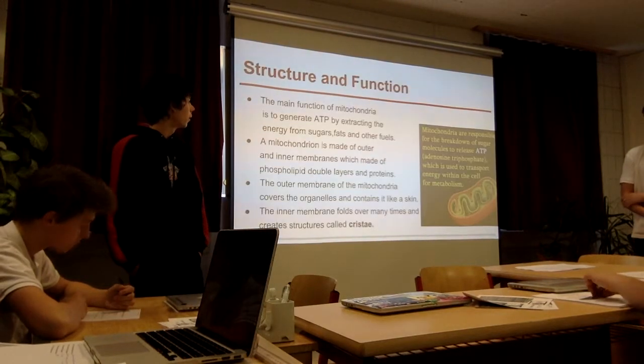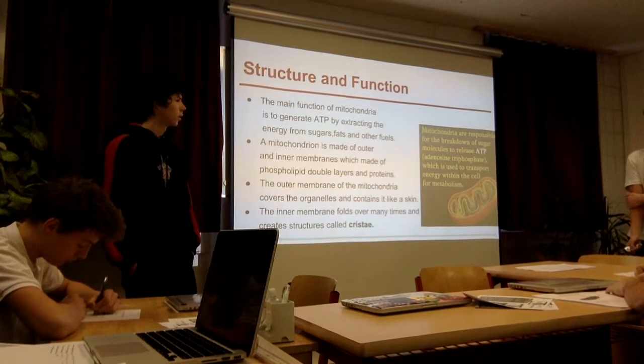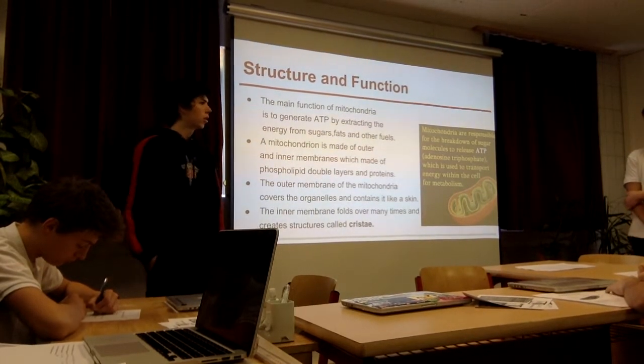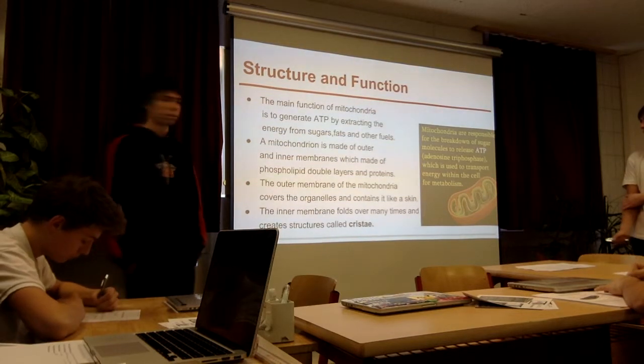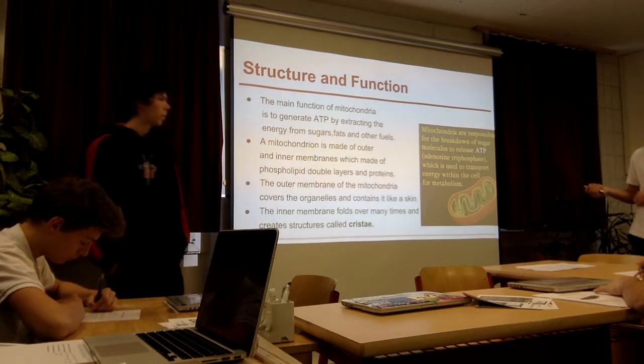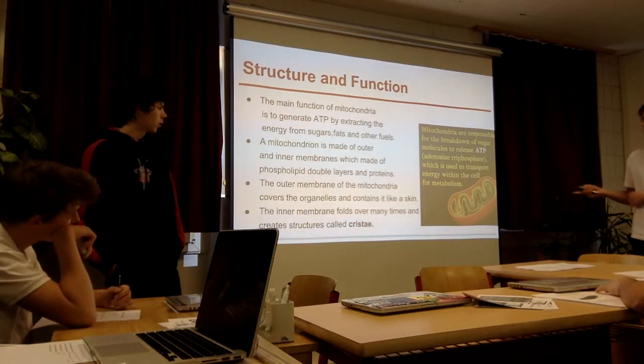Next slide, structure and function. So the main function of the mitochondria is to generate ATP by extracting the energy from sugars, fats, and other fuels. So ATP is a form of energy that the cell uses for its needs.